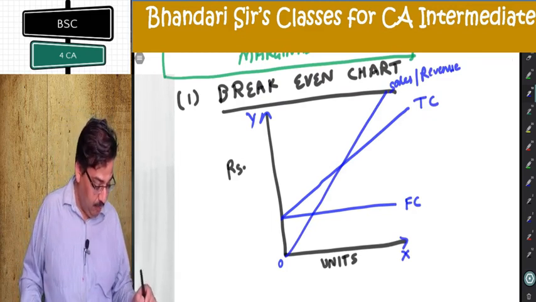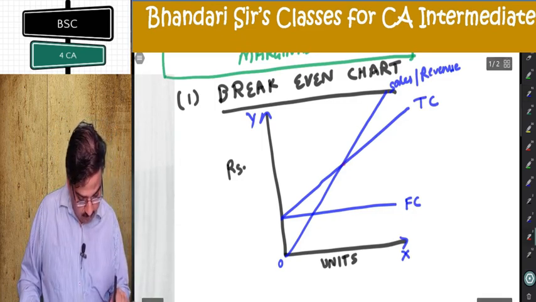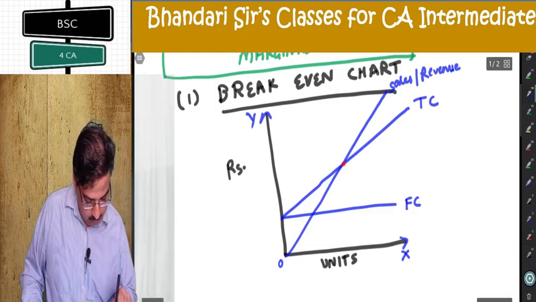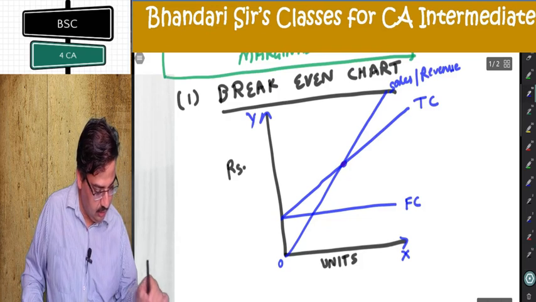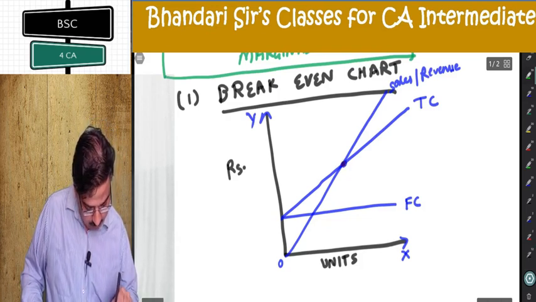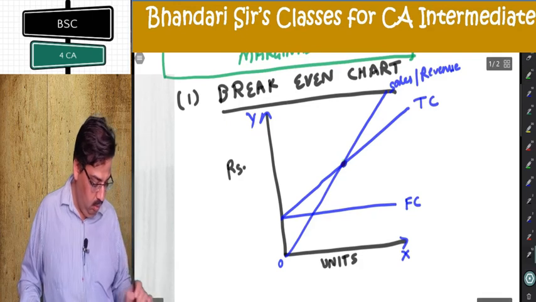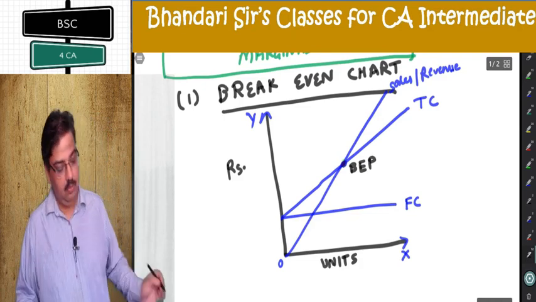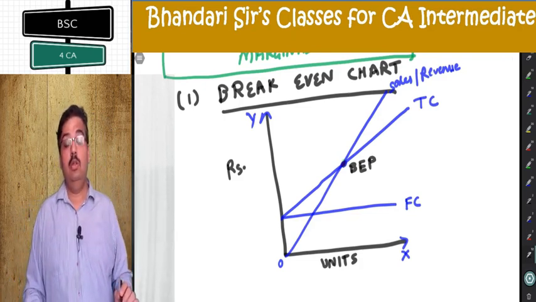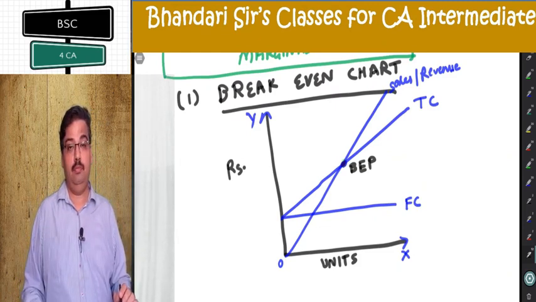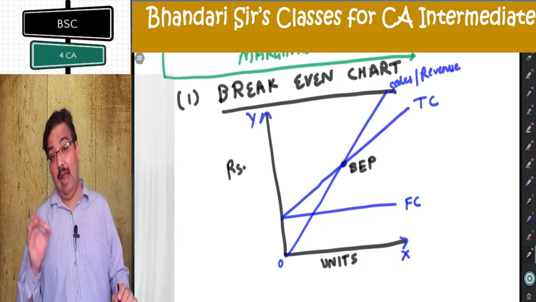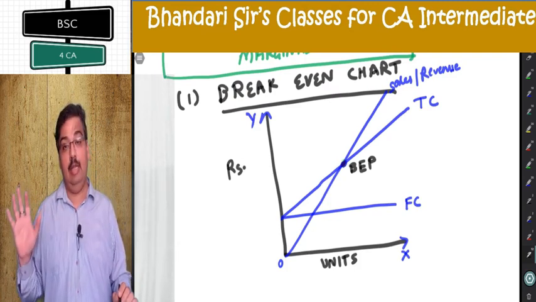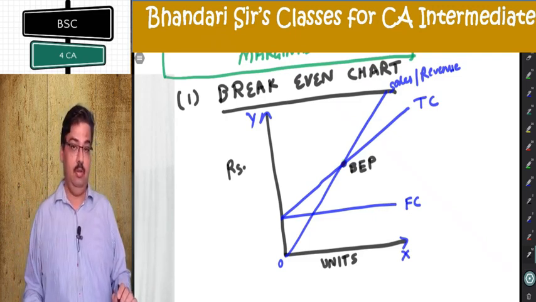Now, the point at which total cost and sales revenue meet each other, that point is called the break-even point. The new thing you are going to understand here: the angle that the revenue and cost lines make at the break-even point is called the angle of incidence.